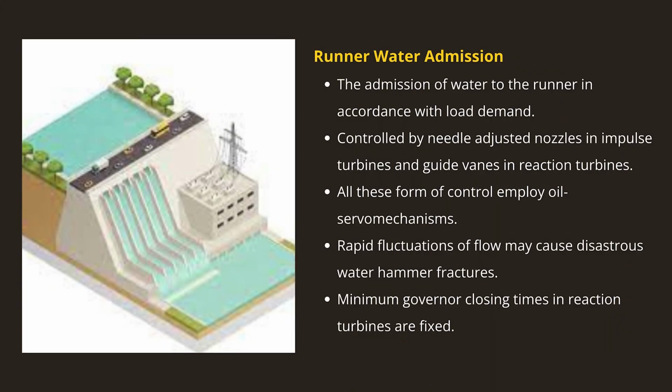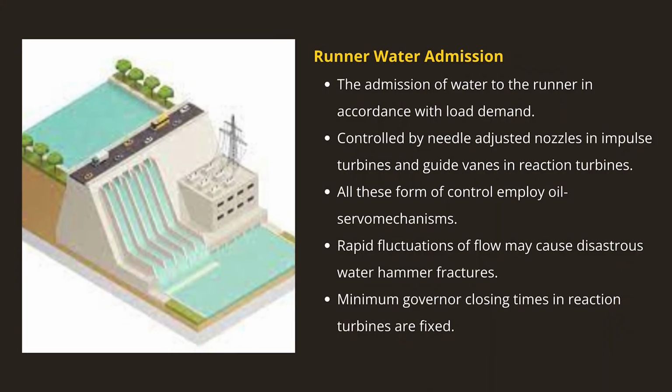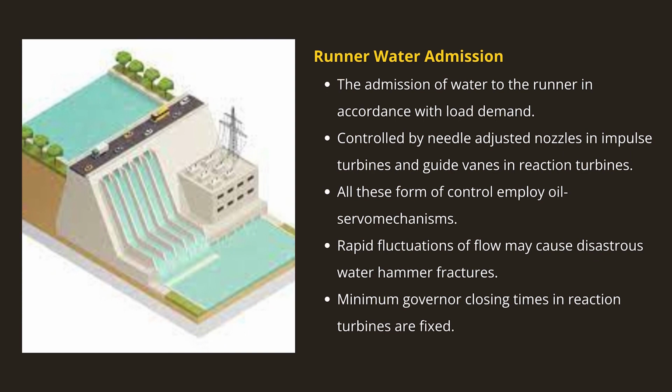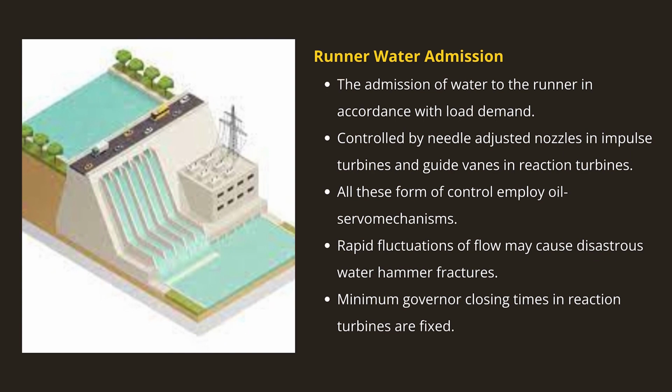Runner water admission. The admission of water to the runner in accordance with the load demand is controlled by needle adjusted nozzle in impulse turbine and by guide vanes in reaction turbine. All these forms of control employ oil servo mechanisms. Rapid fluctuations of flow may cause disastrous water hammer fractures. Minimum governor closing times in reaction turbine are fixed, and gradual closure or opening is provided to avoid water hammer pressure rise or drop limits.